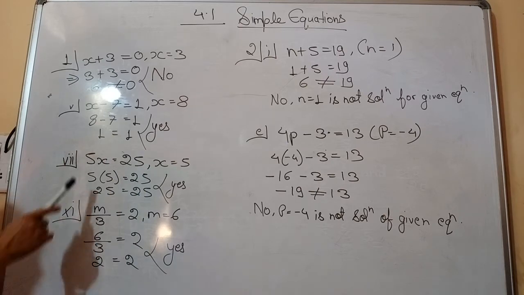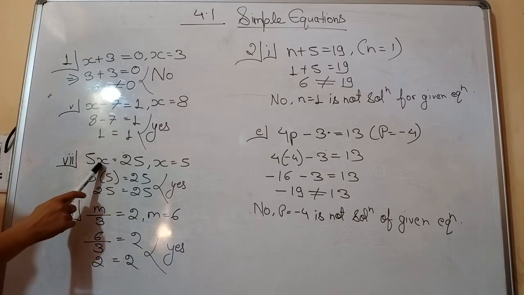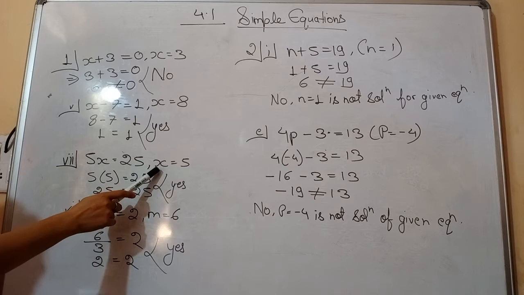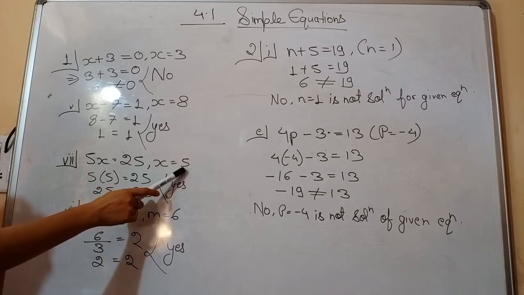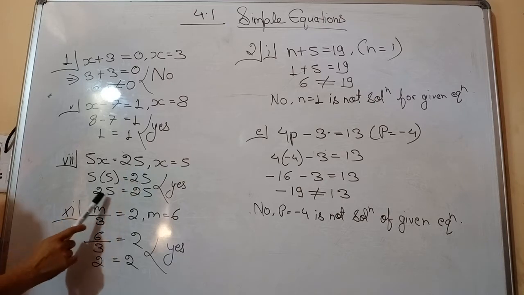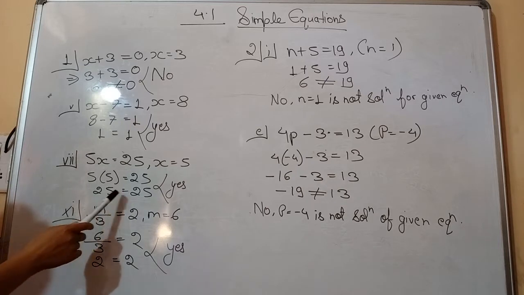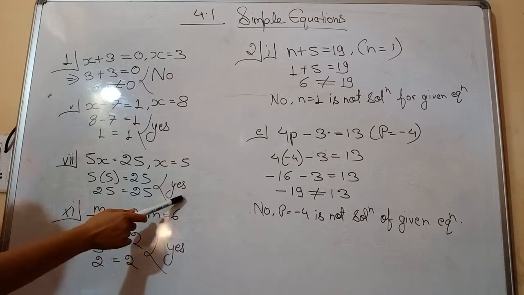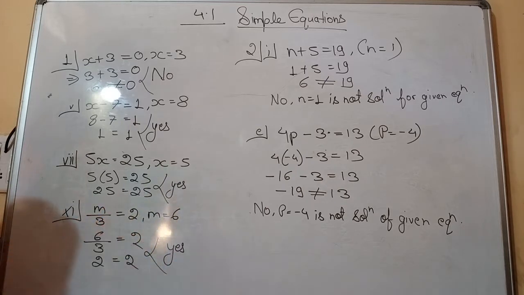Now option number 7 is of multiplication. 5x equal to 25. In place of x what do you have to put? You have to put 5. So 5 multiplied by 5 equal to 25. Now 5 5s are how much? 25 equal to 25. So here we can see LHS is equal to RHS. So we have to write yes in the table.